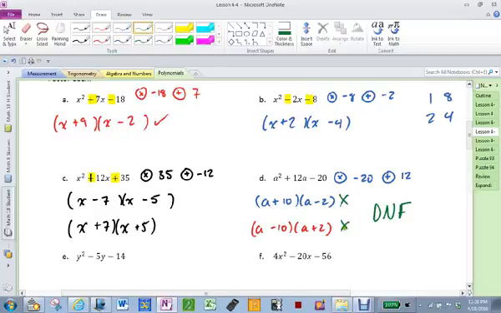I have seen kids spend 10 minutes on this because they aren't learning why. They're learning what to do. Do you understand the difference? They say, well, it has to be 10 and 2. 10 and 2 makes 20. And then they sit there for 10 minutes trying to make 10 and negative 2 make positive 12 without ever understanding maybe it doesn't factor.